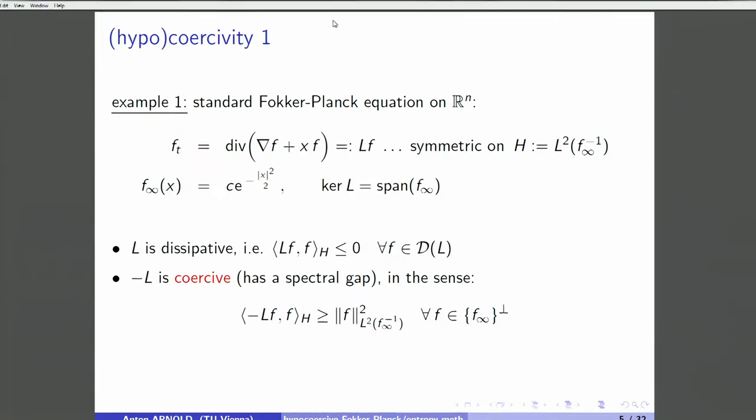given here in n space dimensions. So this operator appearing here on the right-hand side is a symmetric operator on the weighted L2 space, where the weight is F infinity to the minus 1, F infinity just being the standard Gaussian. So the standard Gaussian spans the kernel of this differential operator. So for this operator, you verify in two lines that it is dissipative. So this inner product in this weighted space is non-positive for all functions in some domain of this operator.